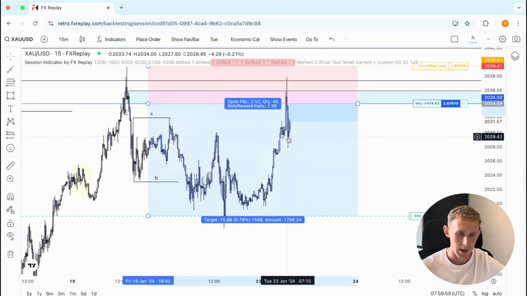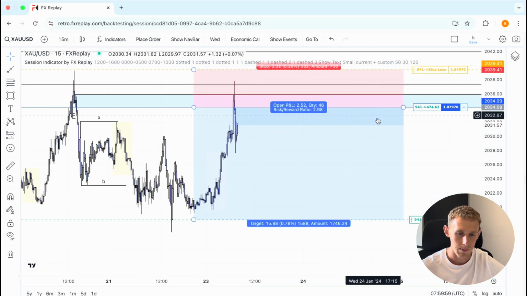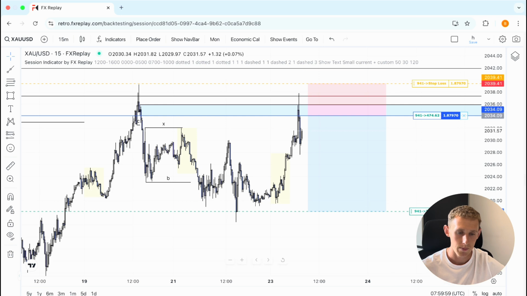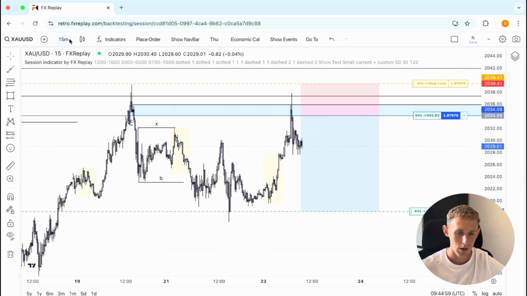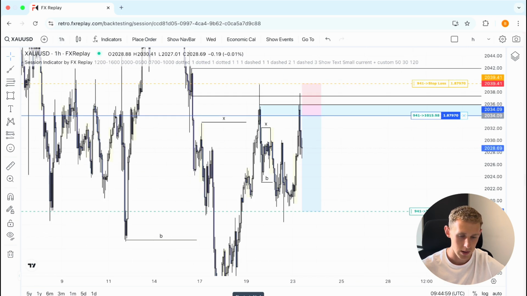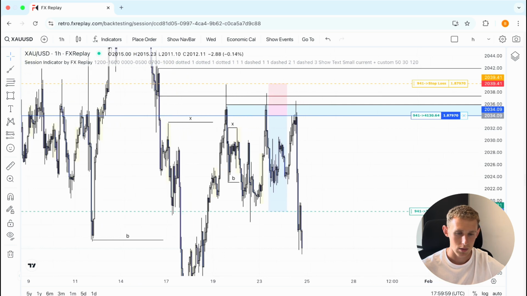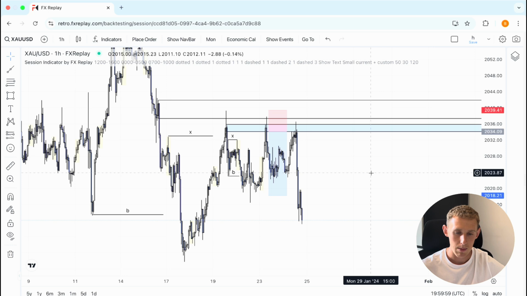Right, there we go. So price has pushed up, tagged us in. Nice reaction so far. Let's see if this can continue pushing. I'll play it on higher time frame as well, just so it's quicker for you guys. And there we go, nice TP here.